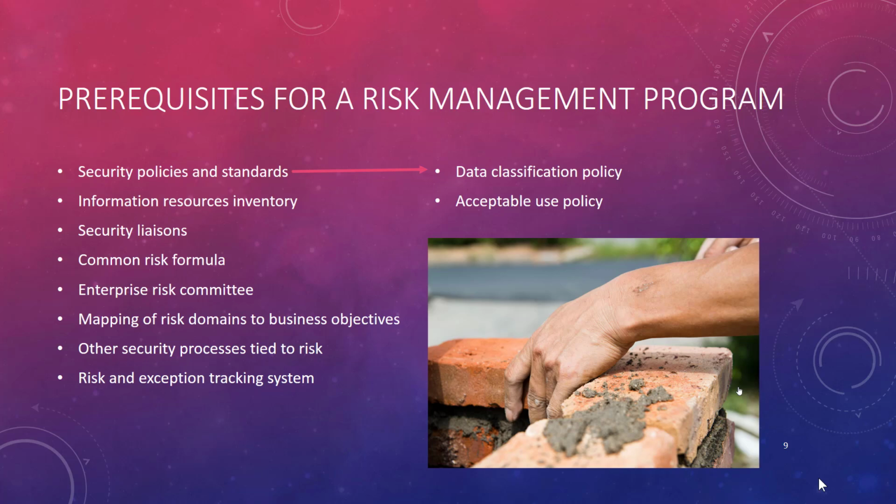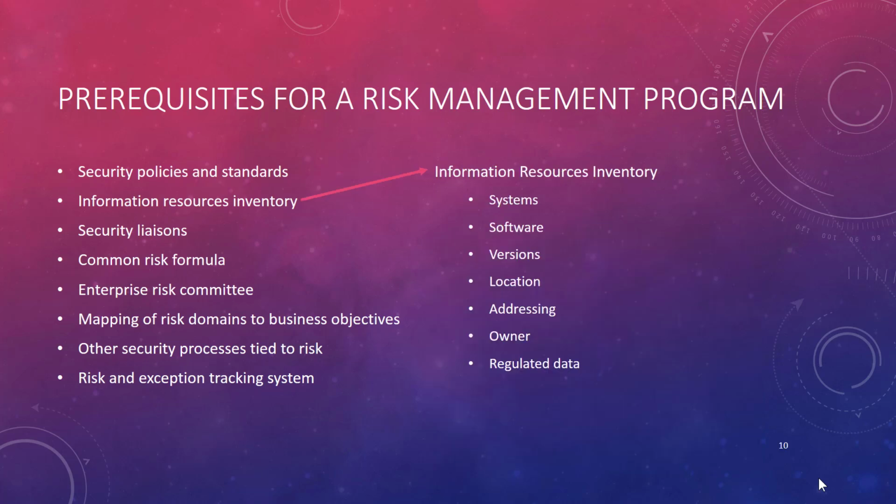So we'll start off with the need for telling people what is normal, what is not normal, and what to do when something not normal happens. So security policies and standards. And in doing so, two of those foundational documents have to be a data classification policy, what data is public, what is sensitive, what is restricted, what is acceptable use of computing devices in the network at your particular location. You have to be able to go in and do an information resources inventory.